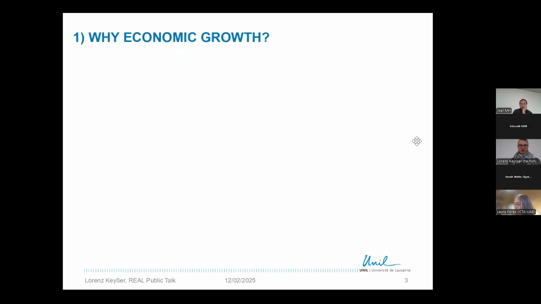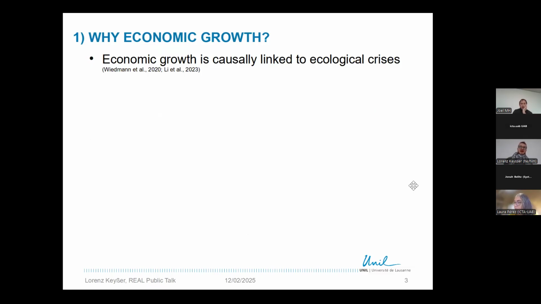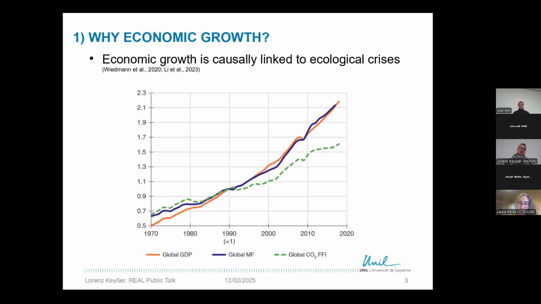Now, why economic growth? As you might be familiar with in post-growth, degrowth literature, we have this strong ecological critique of economic growth that we assume, or we propose, is most likely causally connected to the ecological crises. So not only is there a strong correlation between global GDP and the global material footprint, but also with, for instance, carbon emissions here in green. And even though there has been a relative decoupling on the global level, the periods where global carbon emissions actually declined have been periods of economic decline and economic crisis, economic reduction of GDP.